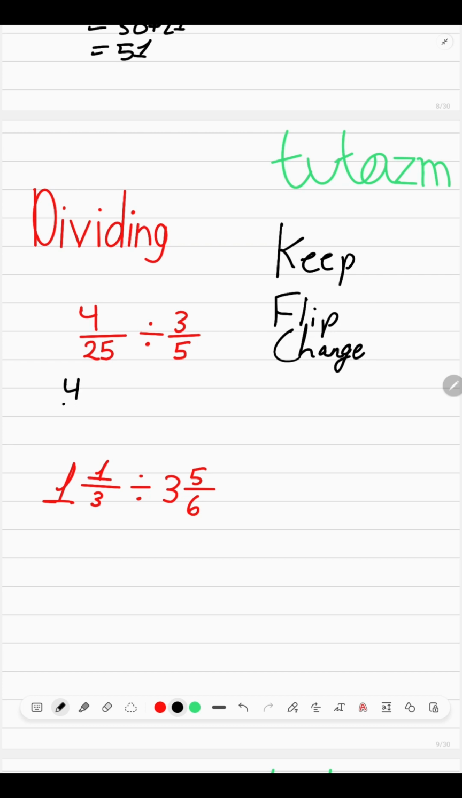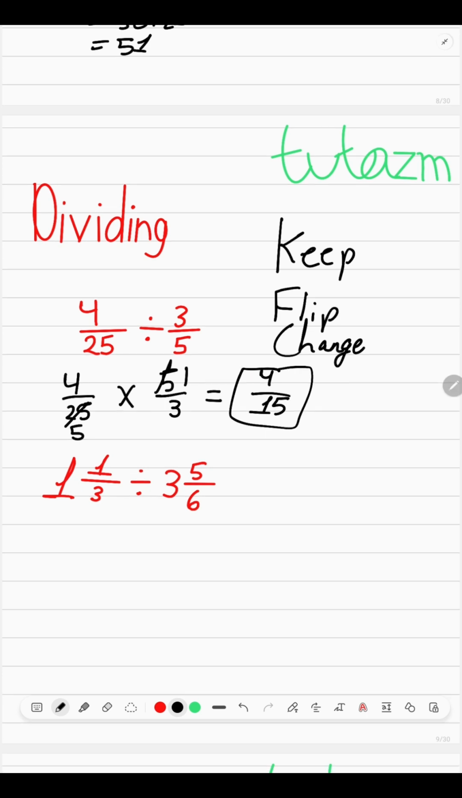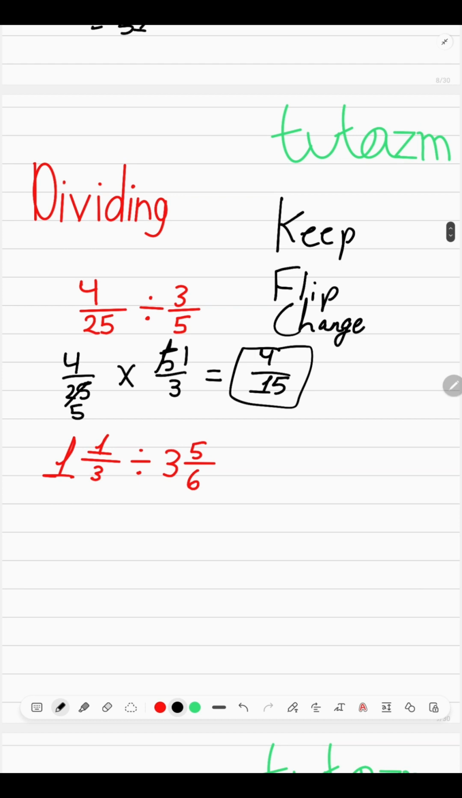So in this example, this would look like this. So you'd keep 4 over 25, you'd flip 3 over 5 into 5 over 3, and then you change the sign from a division to a multiplication, so it would look like this. And then we can do what we did earlier. This turns into a 1, and this turns into a 5, and so we're left with 4 over 15. Have a go at the second question, and again, do take a look at any parts that you struggle with in the earlier bits of the video.